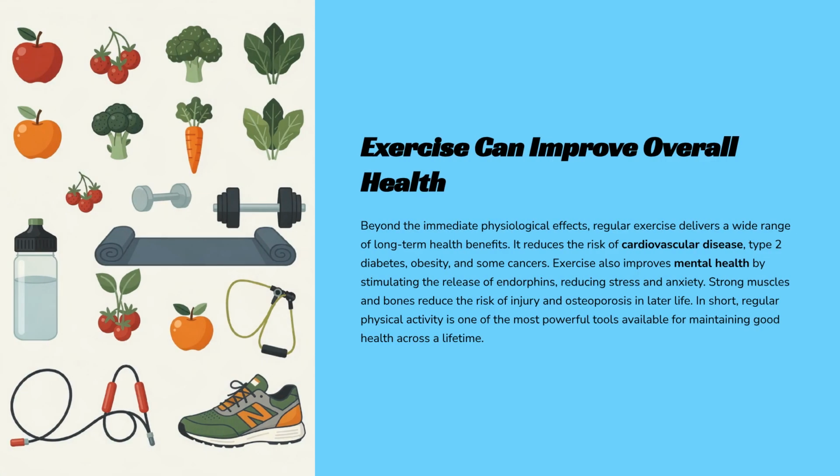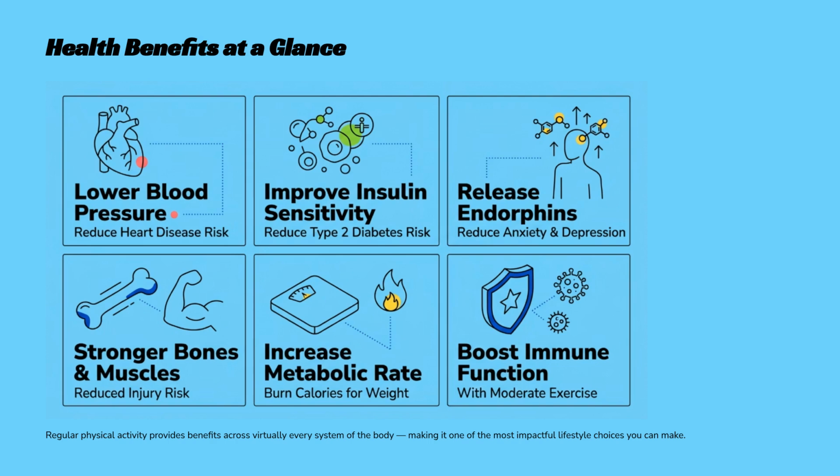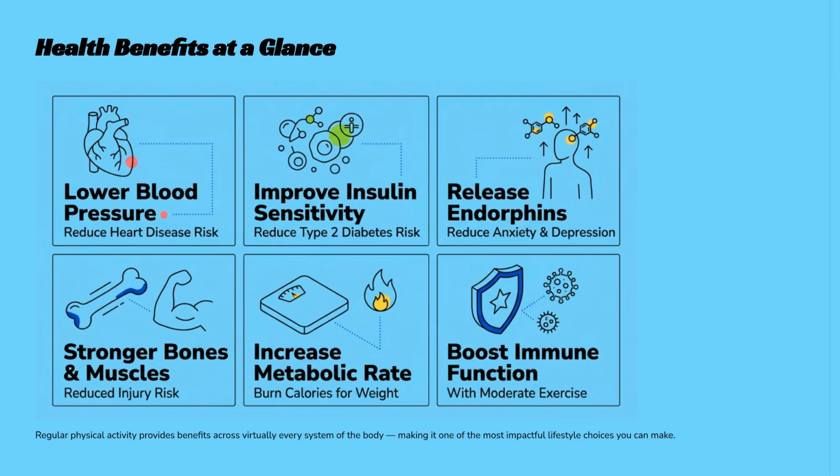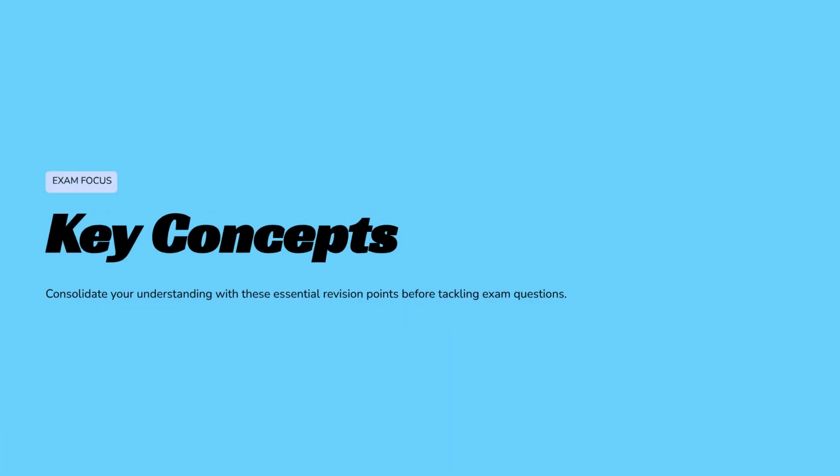Beyond physiology, exercise reduces the risk of chronic diseases, strengthens bones, and boosts mental health by releasing endorphins to lower stress. This chart highlights the broad health benefits of physical activity, showing how exercise improves almost every system of the human body. For your exams, it is crucial to consolidate these key concepts. Let's look at some final essential revision points.